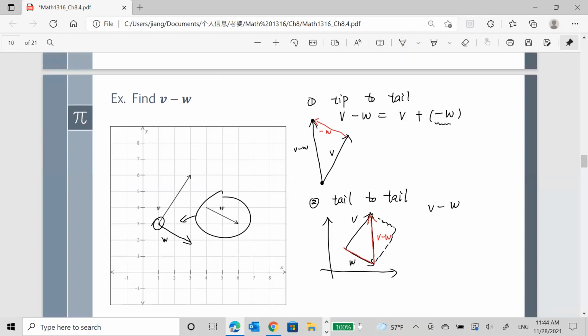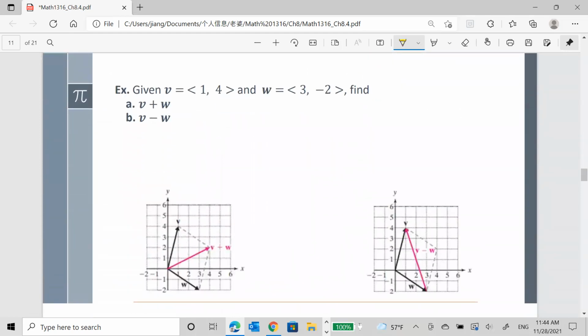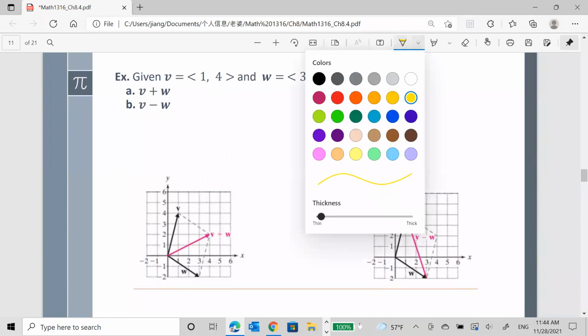This one and this one, they are the same. Even though they have different positions, they are pointing to the same direction and they have the same magnitude. So let's move on to see the next example.